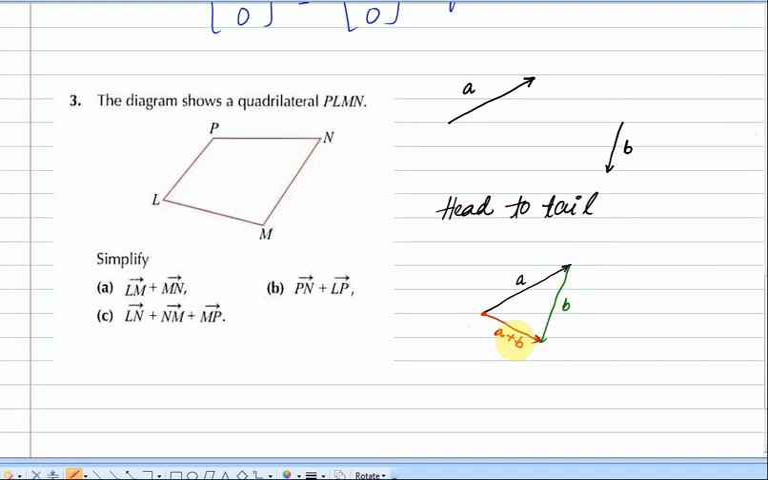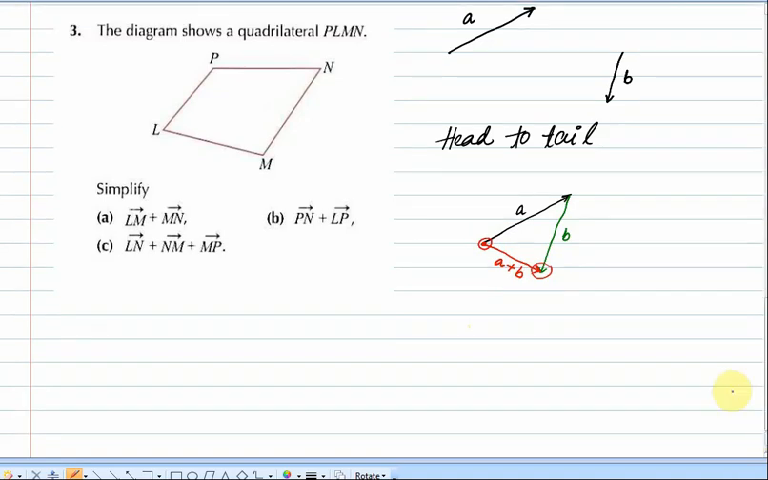That is why it is called head to tail. The resultant vector combines the tail of the first vector and the head of the last vector, right? Or you can say that the resultant combines the first one's tail and the second one's head, right? The first one was A and the second one was B, so that is the resultant of A plus B, right? Let's take one more example.